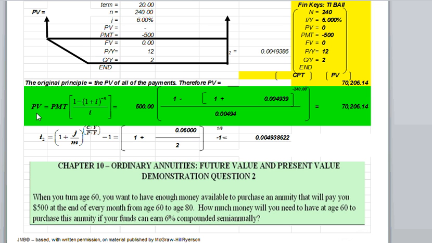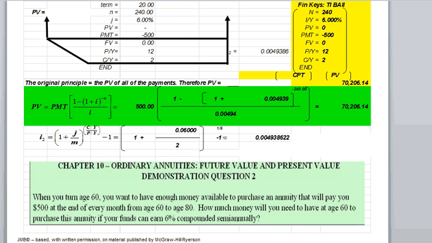At this stage, we copy the formula for present value of an ordinary general annuity. This I is going to be replaced with I sub 2. We calculated I sub 2 on the previous slide, and we substitute all these values. So 500 is the payment times the formula, where N is 240 and we divide by I sub 2. And at this stage, you can use your TI Business Analyst 2 and plug in those values, and we have our answer.